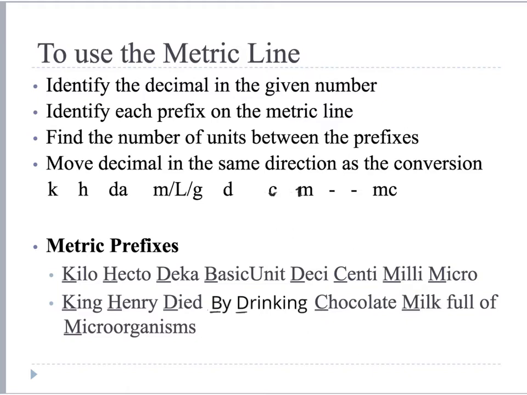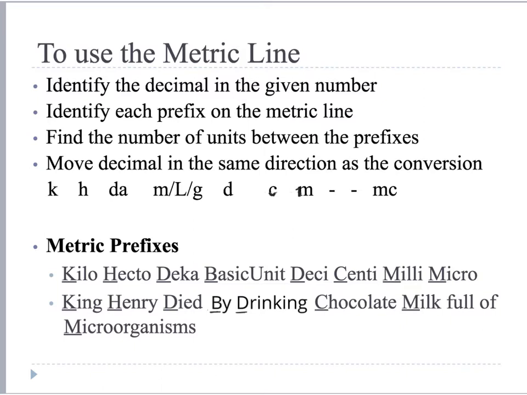So to use the metric line to convert values, maybe I have something that is in liters, but I need to have the value in milliliters. So I need to be able to convert back and forth between liters and milliliters. Or quite often we might have micrograms and we need milligrams. Or maybe we have the patient's weight in grams and we want it in kilograms. So I need to convert within the metric system.